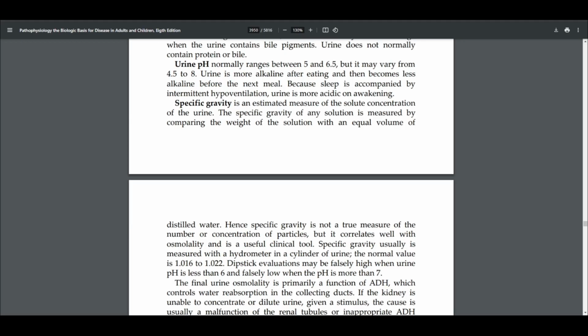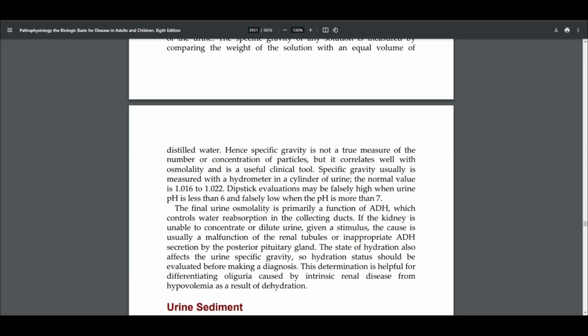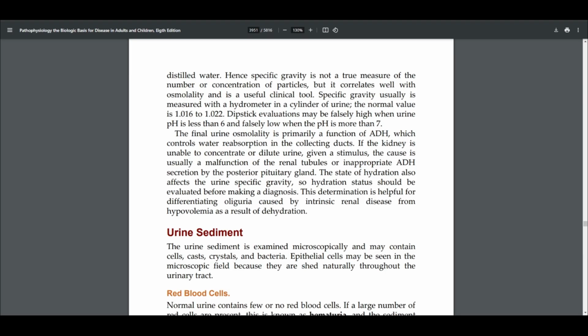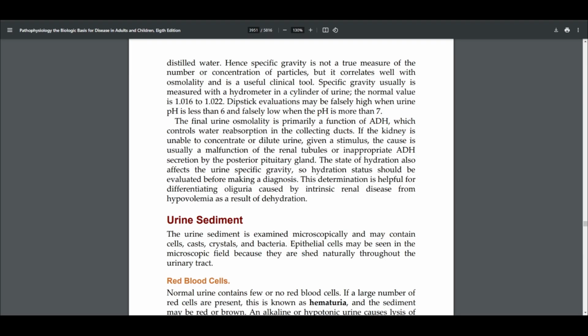Specific gravity is an estimated measure of the solid concentration of the urine. The specific gravity of any solution is measured by comparing the weight of the solution with an equal volume of distilled water. Hence, specific gravity is not a true measure of the concentration of particles, but it correlates well with osmolality and is a useful clinical tool.